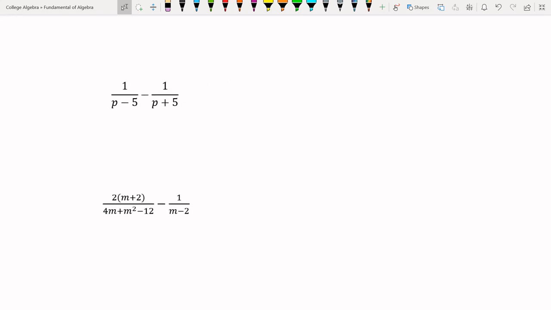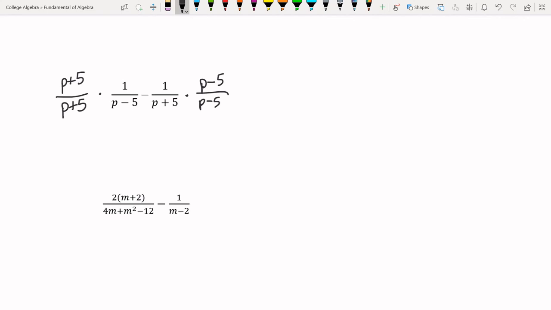Now these two problems do not have common denominators. We're going to need to make them have common denominators by multiplying by something. So for the top problem, P minus 5 and P plus 5, a lot of the time if you're really not sure how to make these have common denominators, just multiply by the other denominator. That's typically what you're going to be doing in these problems anyway. So the other denominator of P minus 5 is P plus 5, and vice versa.